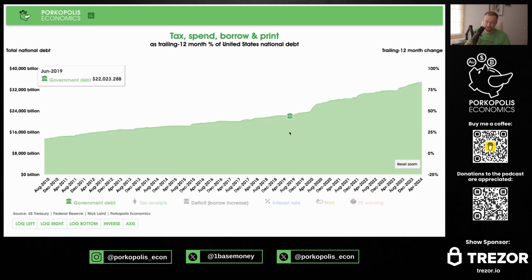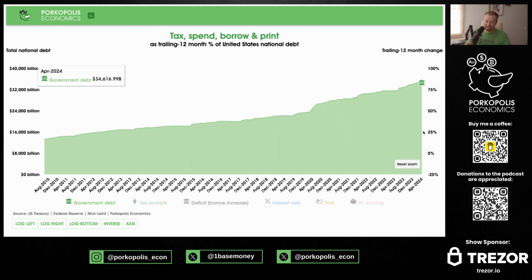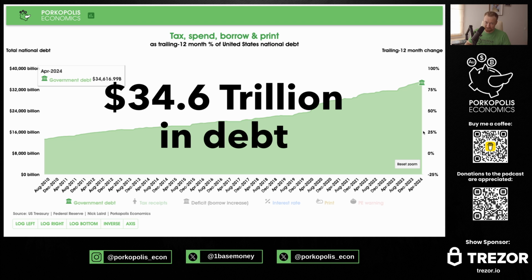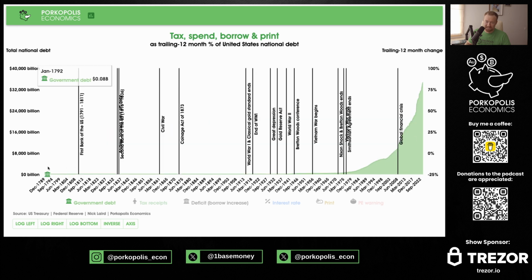COVID's not on the map, but on the timeline here, we can see debt goes up again from March 2020 at an even faster clip all the way till today, April 2024. $34,616 billion in debt. What is 1,000 billion? A trillion. So we have $34.6 trillion in debt, $34,000 billion in debt, whereas way back here in the beginning, 1789, we had $70 million in debt. That's all I want to show you for this first intro video.